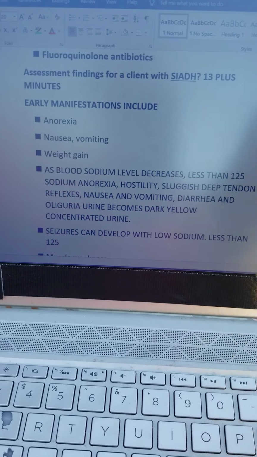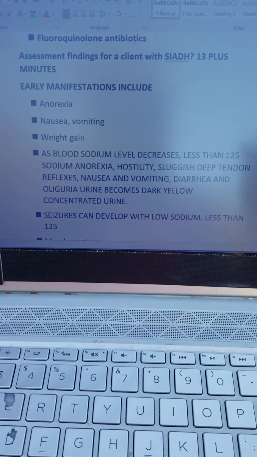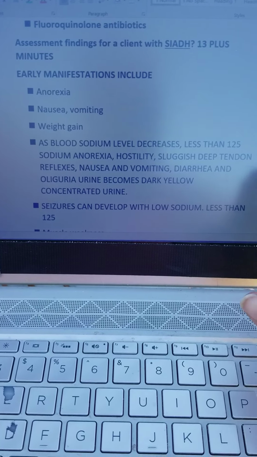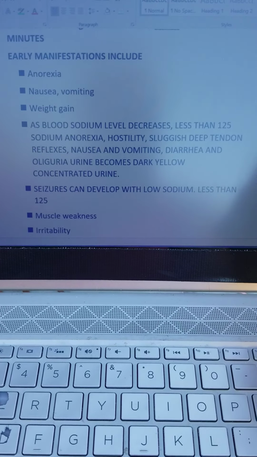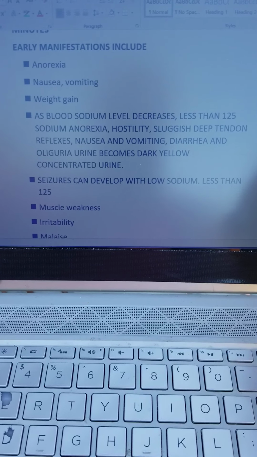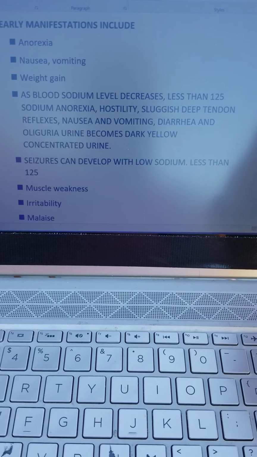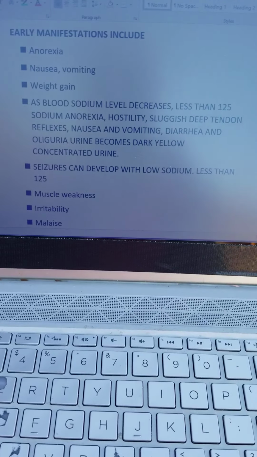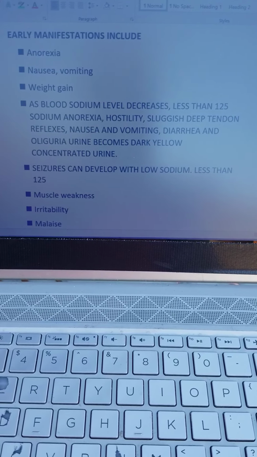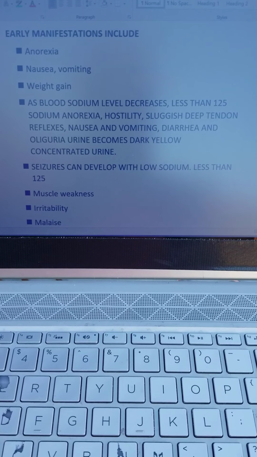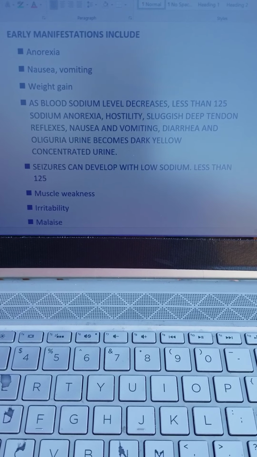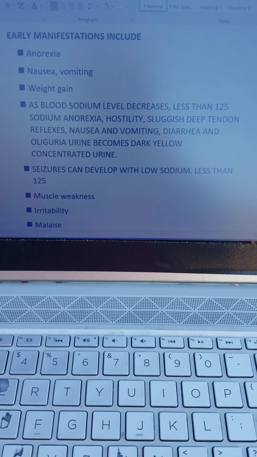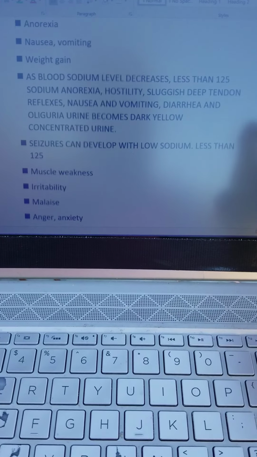Assessment findings for a client with SIADH. Early manifestations of SIADH would include anorexia, nausea and vomiting, weight gain. So that's anorexia, loss of appetite. As blood sodium level decreases to less than 125, anorexia, hostility, sluggish deep tendon reflexes, nausea and vomiting, diarrhea, and oliguria. So little urine, and the urine becomes dark yellow, concentrated urine.